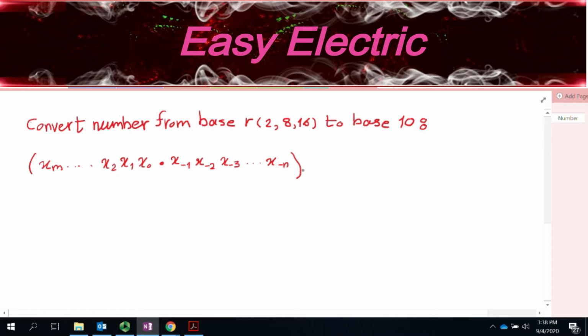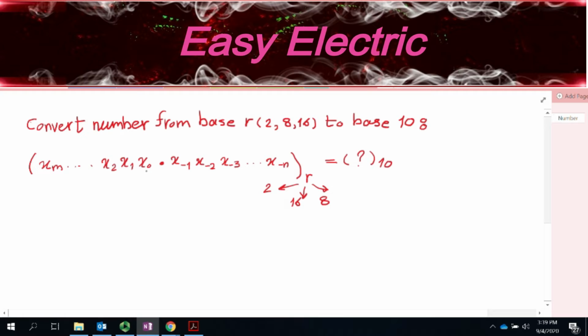So that means you have a number in base R, where R could be, for digital design, usually 2, 16, and 8, but it could be any other base. We want to learn how we could convert that number to base 10. For example, you have a number in base 2, how could you convert that to base 10? Or a number in base 8 or 16. For doing that, we use this formula, which is the multiplication method.